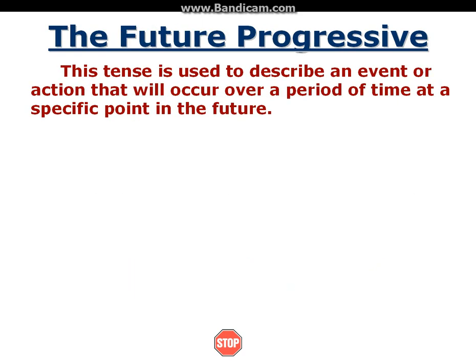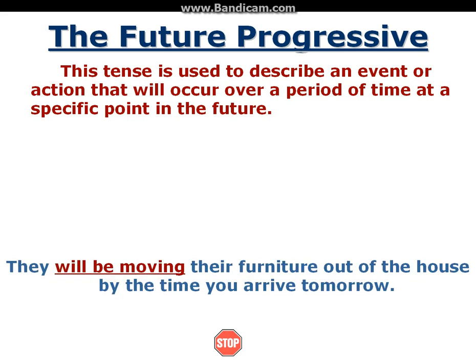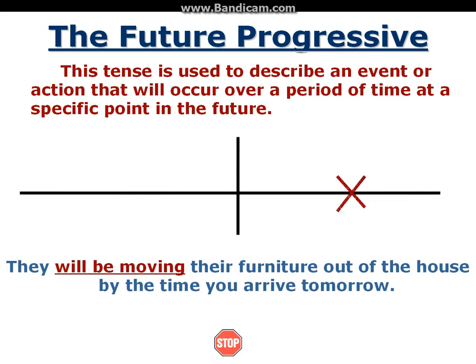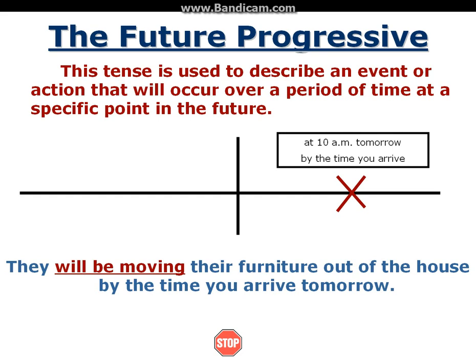Tomorrow. The future progressive: this tense is used to describe an event or action that will occur over a period of time at a specific point in the future. For example, they will be moving their furniture out of the house by the time you arrive tomorrow.